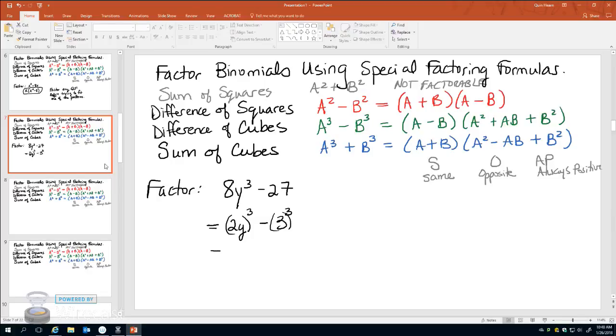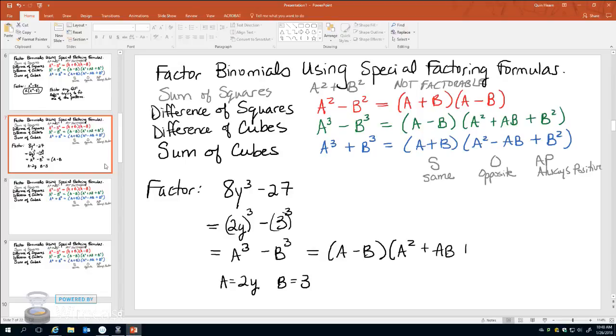Okay, so what we see here fits the pattern of a cubed minus b cubed, a difference of cubes, where your a is 2y and your b is 3. So let's go ahead and write out the formula. The more times you write it, the more you'll remember it. So we have a minus b times a squared plus ab plus b squared. That was the formula up here in green.